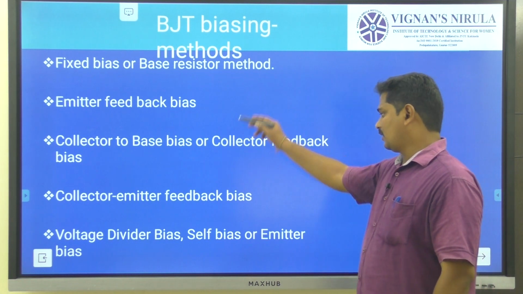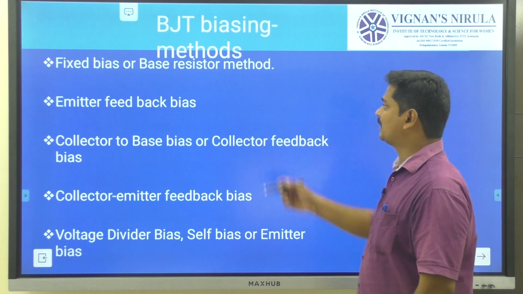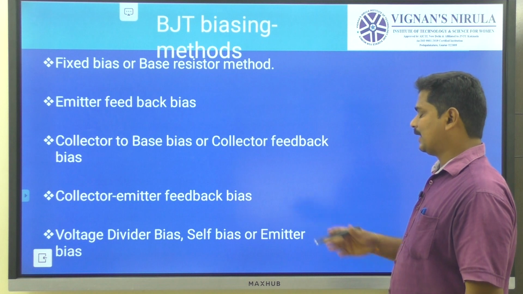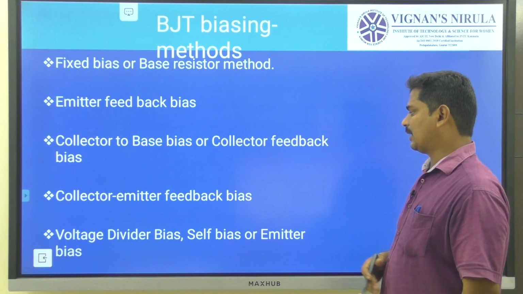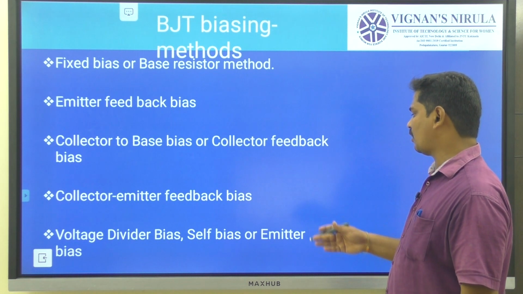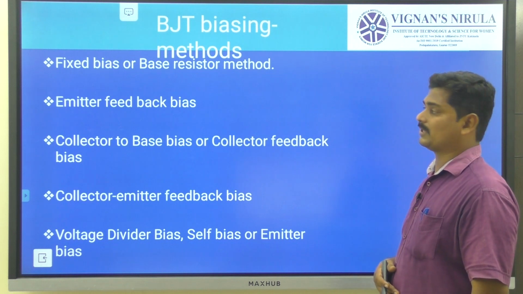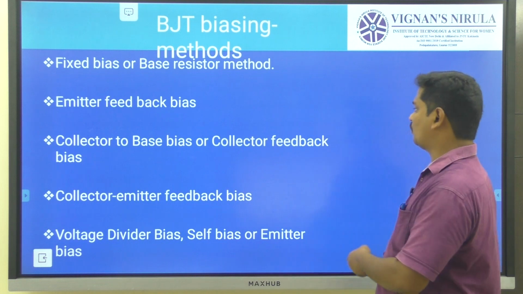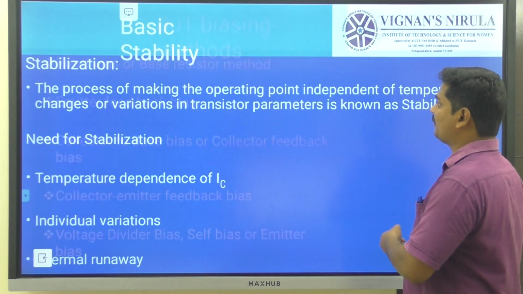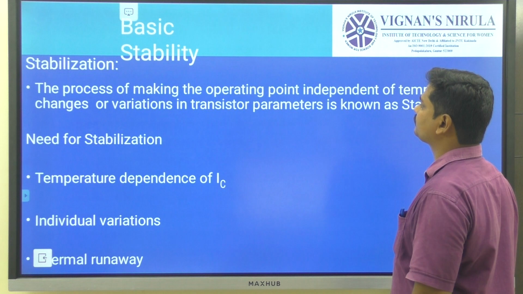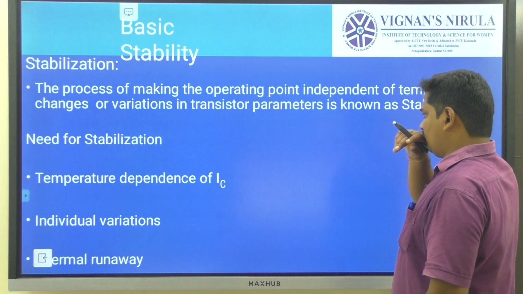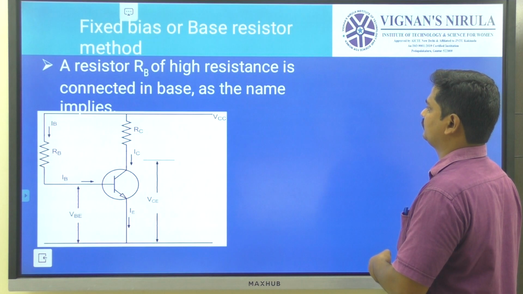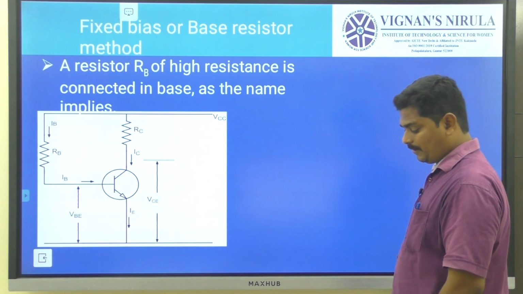There are some biasing techniques: fixed bias, emitter feedback bias, collector to base bias, collector to emitter feedback bias, and voltage divider bias, which we will also call self bias. First of all we will see the fixed bias. Why we are calling it a fixed bias, we will see now. This is the fixed bias.